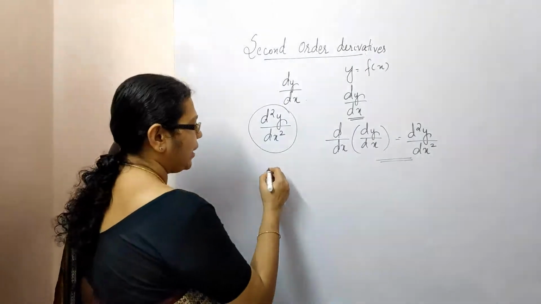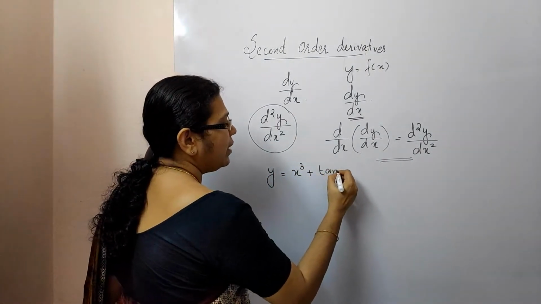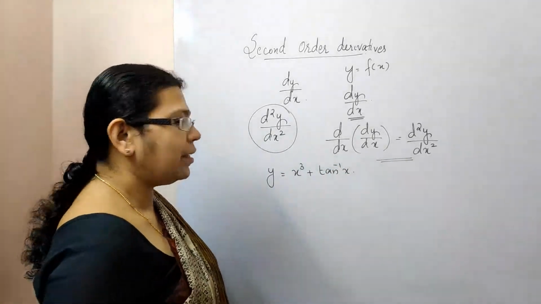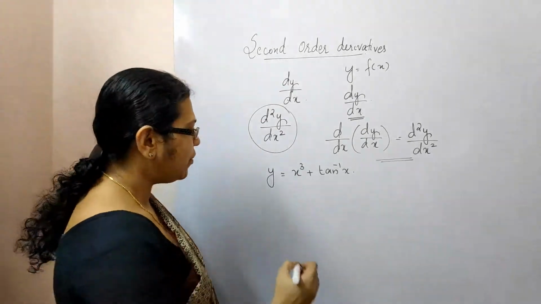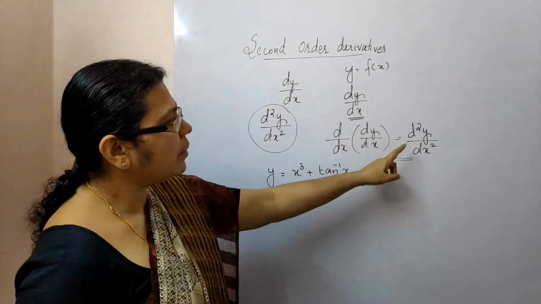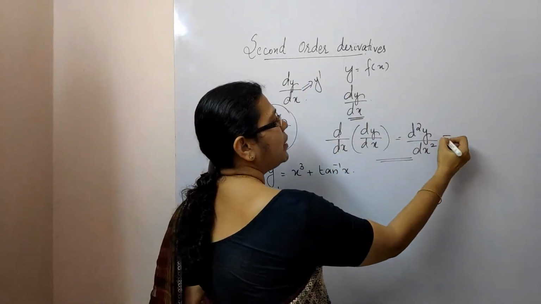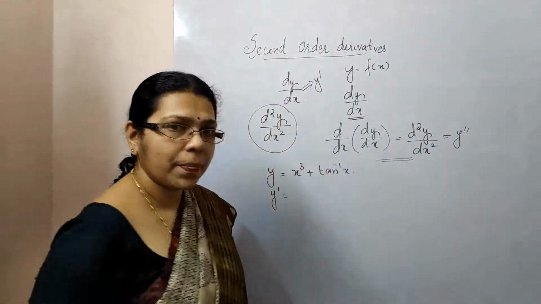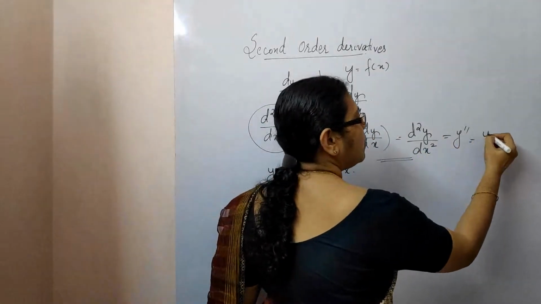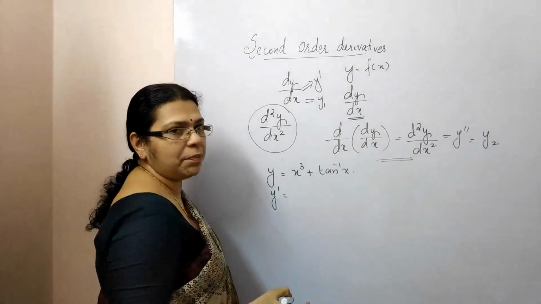Okay, I shall give you an example. y is equal to x cube plus tan inverse of x. Okay, so this is one of the questions. Now let me find the first derivative. What is the first derivative? y dash. Now here, d square y by dx square, dy by dx we termed as y dash. This will be termed as y2 dash, or this one we also termed as y1, isn't it? This can also be written as y2. y2 says that it is the second order derivative. Okay, coming back to our problem.